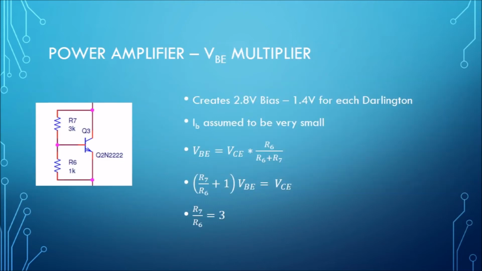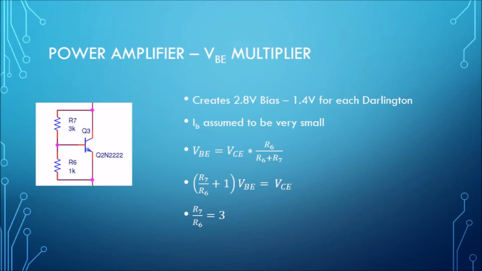This bias of 2.8 volts was achieved through the use of a VBE multiplier. A VBE multiplier is simply a BJT with resistors connected to its base that is then also connected to the collector and emitter respectively. The schematic on screen shows the VBE multiplier that we used. In order to calculate the values for R7 and R6, we are going to once again assume that IB flowing through this BJT is comparatively very, very small.